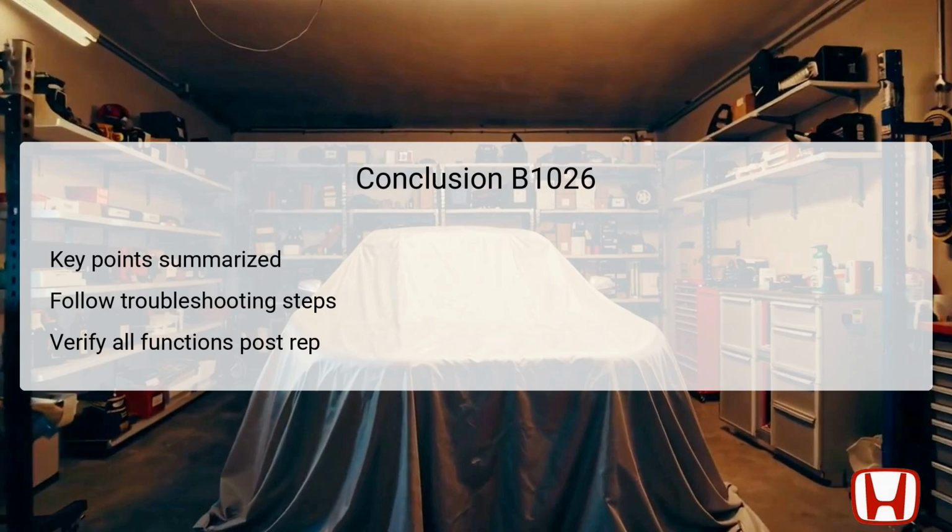In conclusion, the DTC B1026 indicates a malfunction in the passenger's door lock switch, and it's essential to follow the outlined troubleshooting steps carefully. Each step is designed to isolate and diagnose potential faults, ensuring thorough examination of the vehicle's electrical systems. The systematic approach not only helps identify the root cause, but ensures effective resolution of the issue.